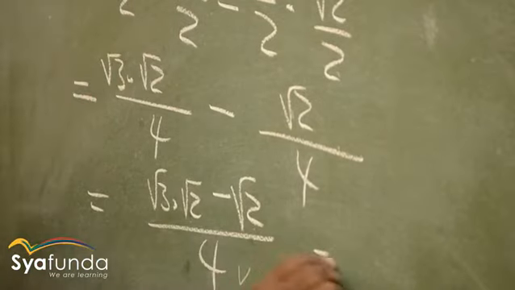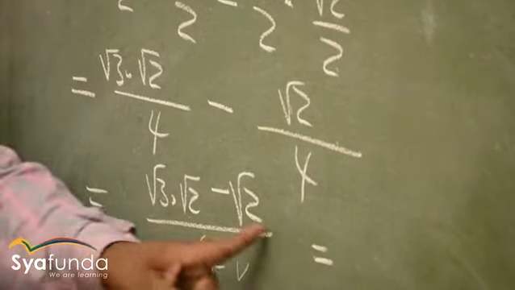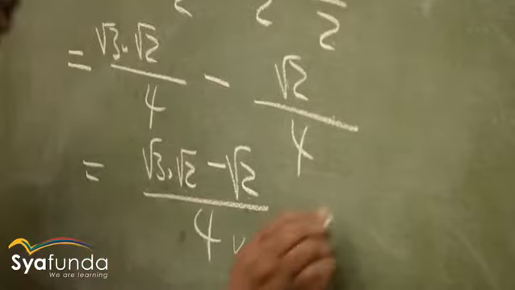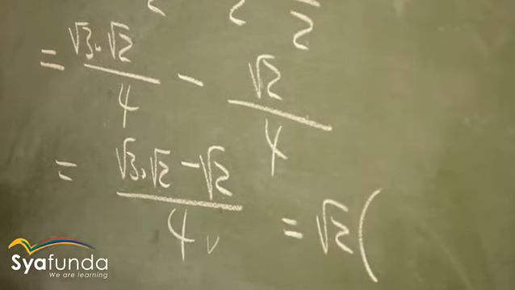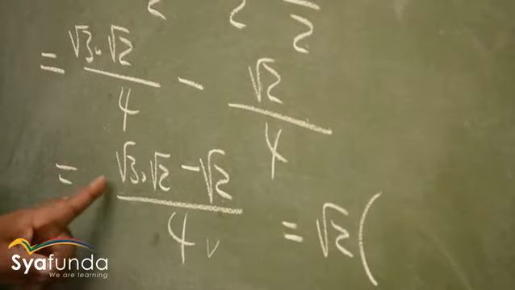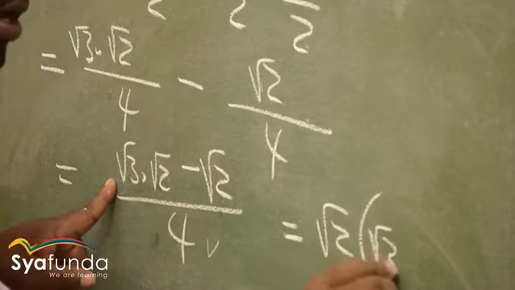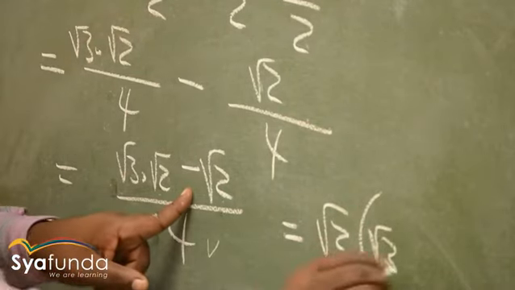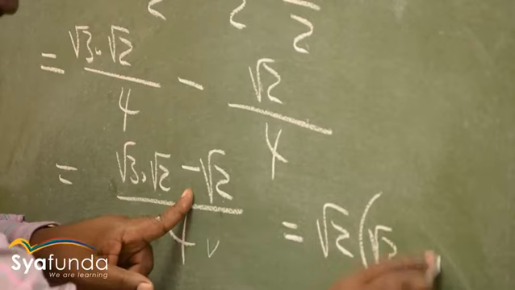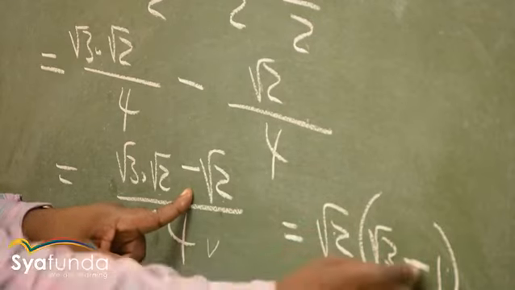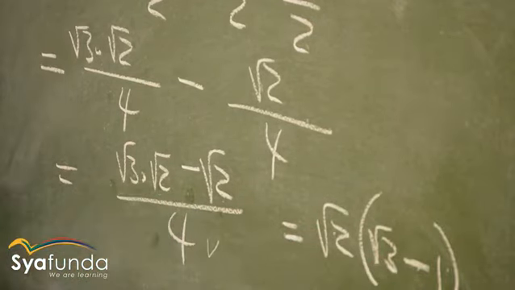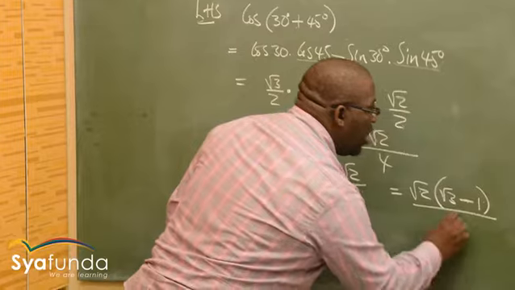Let me continue from this side. So what is a common factor in these 2 terms? It is square root of 2. If I take out square root of 2 here, what will I be left with? Square root of 3 minus square root of 2, I'll be left with 1. Because when I multiply this, I should get this exactly as it is. This is all over 4.